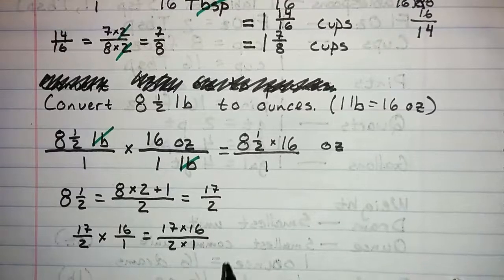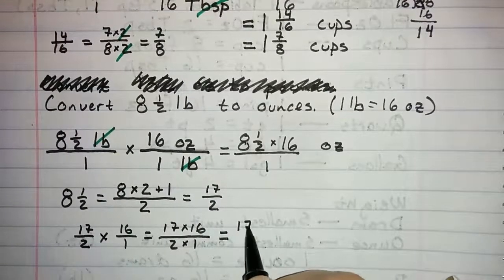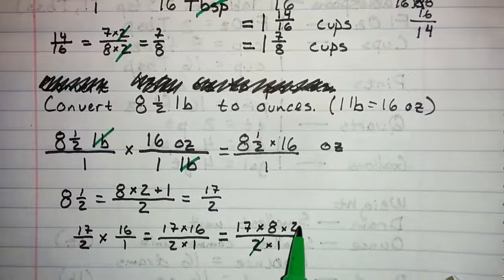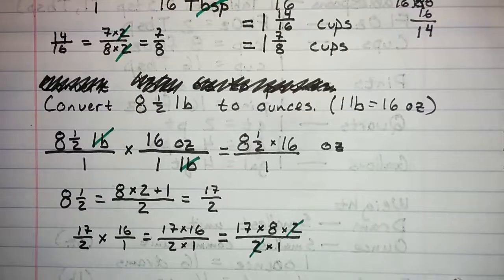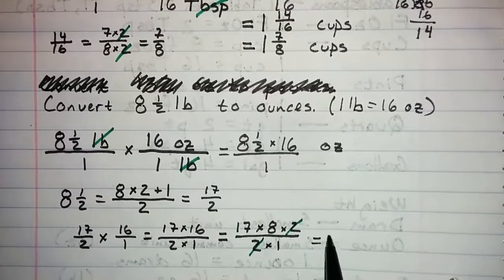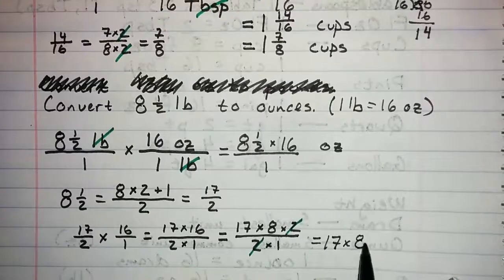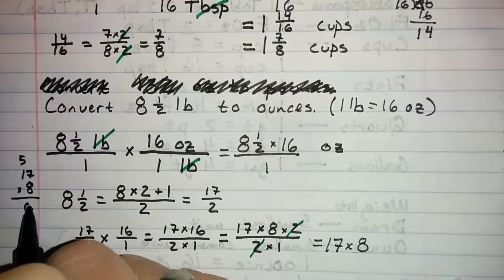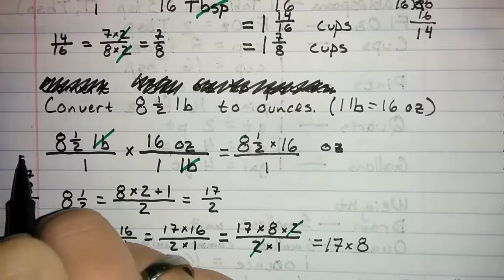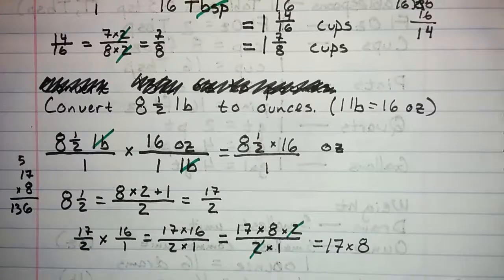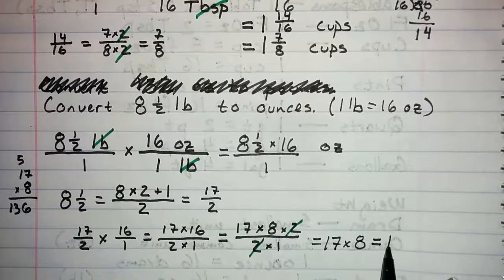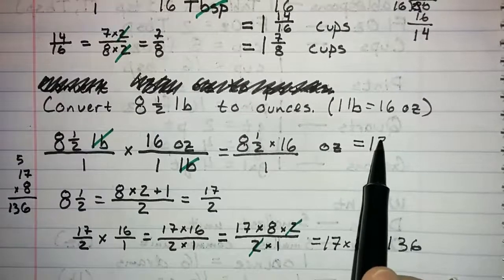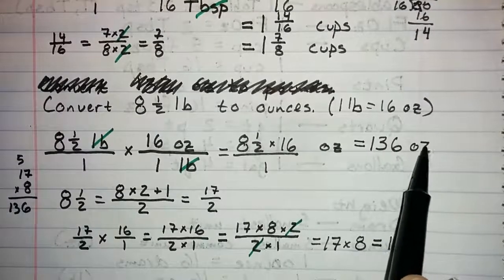I see that 2 goes into 16. In fact, 16 is 8 times 2. Common factor of 2 cancels out. I'm left with just 1 in the denominator. So I'll just have 17 times 8, which I'll work out. 8 times 7 is 56. 8 times 1 is 8, and 5 is 13. So this works out to 136. This is 136 ounces.